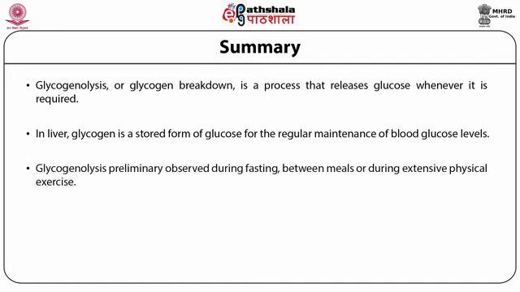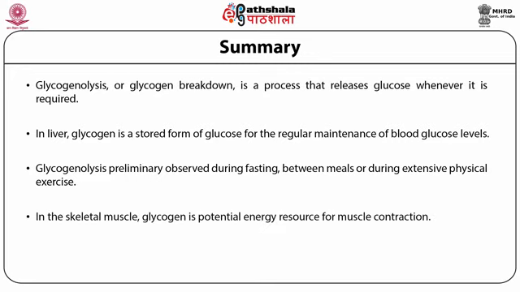Glycogenolysis is primarily observed during fasting, between meals, or during extensive physical exercise. Obviously, the breakdown of glycogen in our body will occur as and when we require glucose. In skeletal muscle, glycogen is a potential energy resource for muscle contraction. The glycogen present in our muscles provides sufficient energy for the movement of the muscles, so it plays a crucial role in the movement of the body.